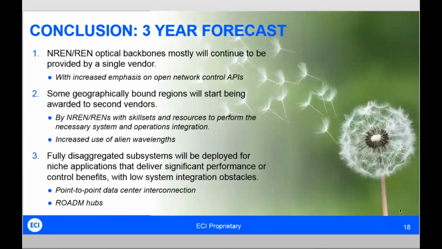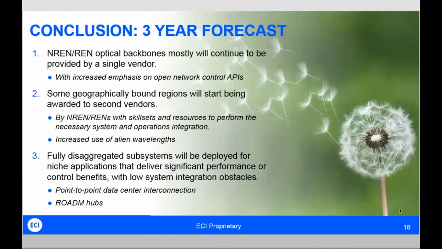We will start to see, particularly in larger NRENs, awards going to multiple optical vendors, where perhaps they'll start awarding specific regions to a second vendor. And in this particular case, these are NRENs with the skill sets and resources to provide the necessary system and operations integration. And a lot of NRENs are starting to set themselves up to do that. And as they gain experience with building their own network management systems or SDN orchestration systems, that will make it easier for them to start incorporating many more vendors at the network level.